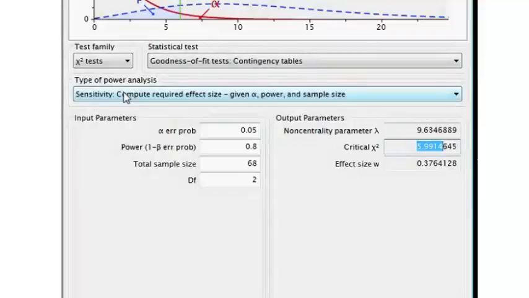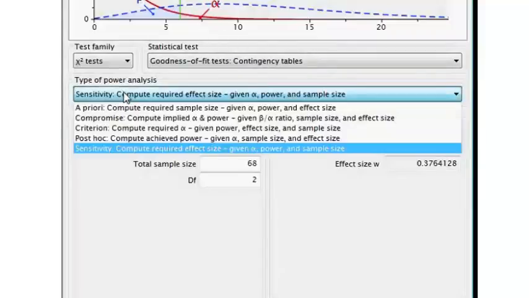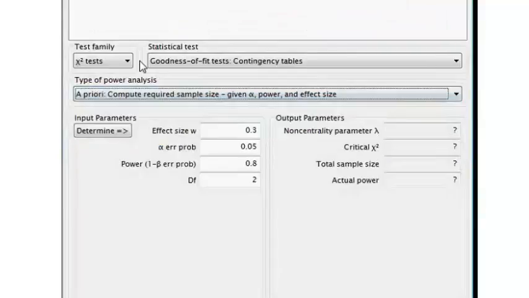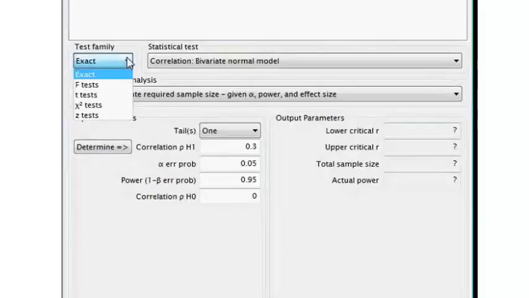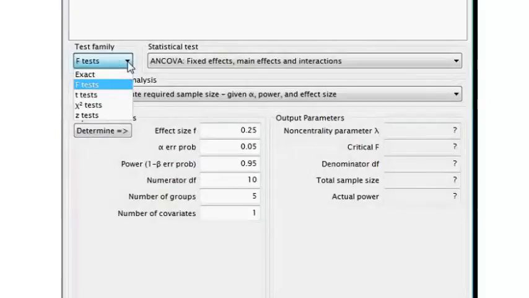But my best advice is play around with this thing. It's free. Don't cost nothing. And when you're ready, start playing around with it. In fact, if you go to YouTube, there's literally about 300 videos on YouTube that show you how to calculate power for any and every test using GPower.